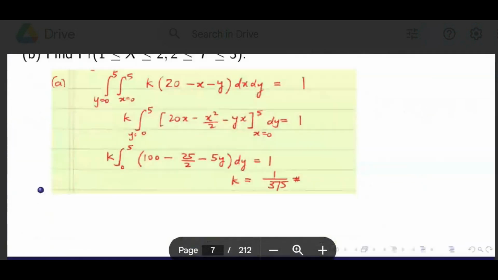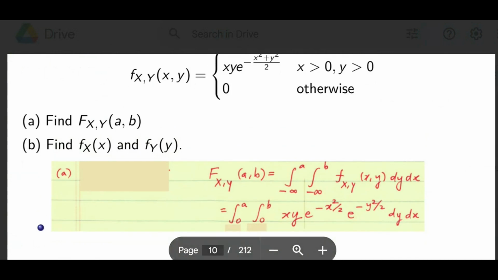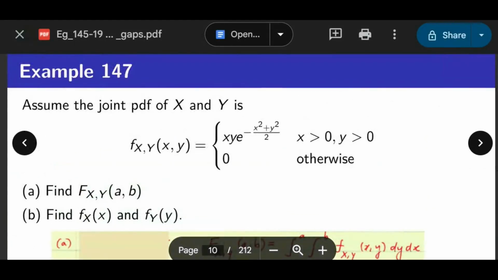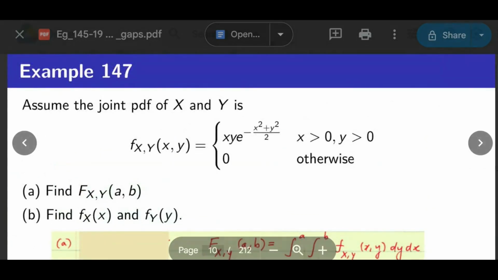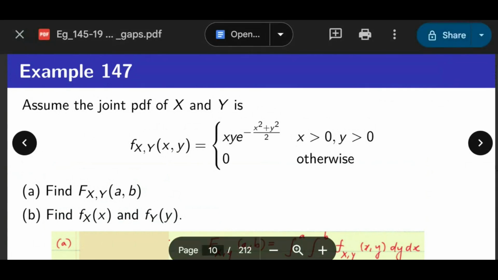Okay, so that takes care of finding the CDF. See, the first question was to go find the CDF. Now find the individual marginal densities. This is a joint. From the joint, how do you get a marginal? So I need to go to my notes. Okay, we have not covered this yet.